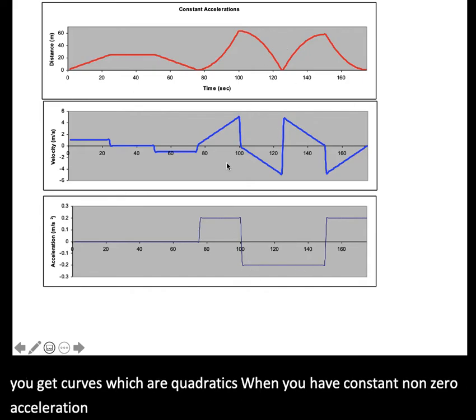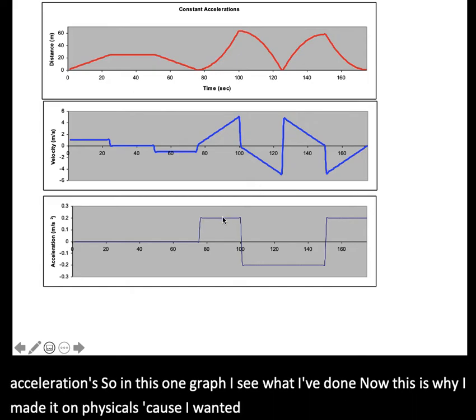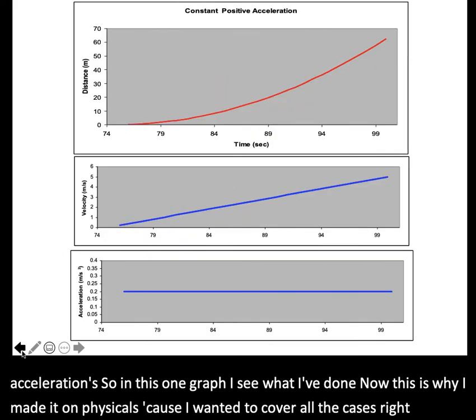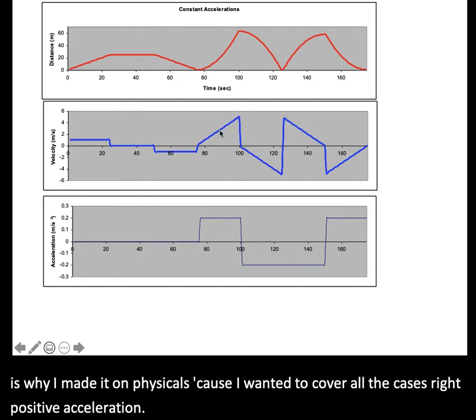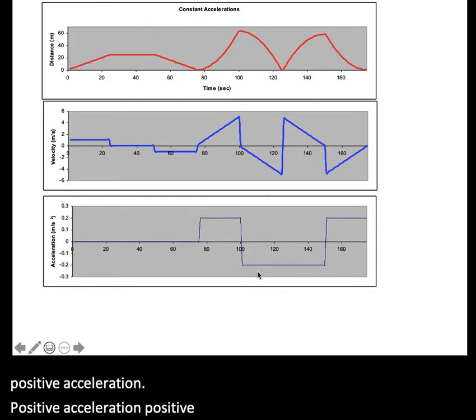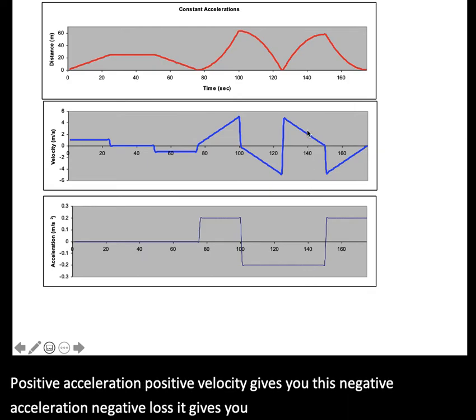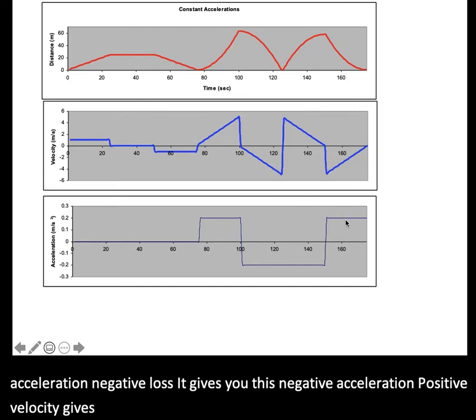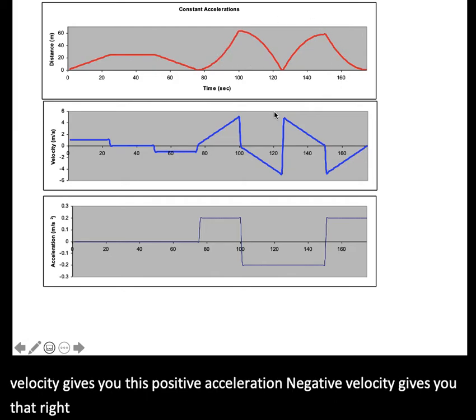So in this one graph, I see what I've done now. This is why I made it unphysical, because I wanted to cover all the cases, right? Positive acceleration, positive velocity gives you this. Negative acceleration, negative velocity gives you this. Negative acceleration, positive velocity gives you this. Positive acceleration, negative velocity gives you that, right? So no matter what, you get curves here, straight lines here, flat lines here.